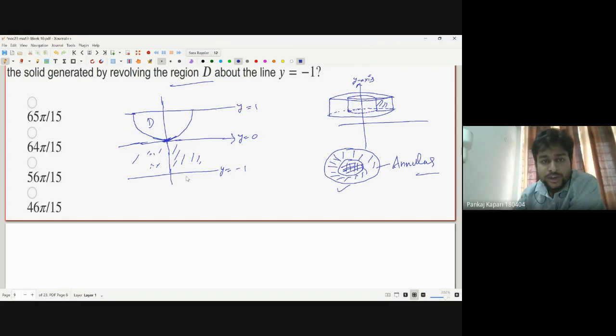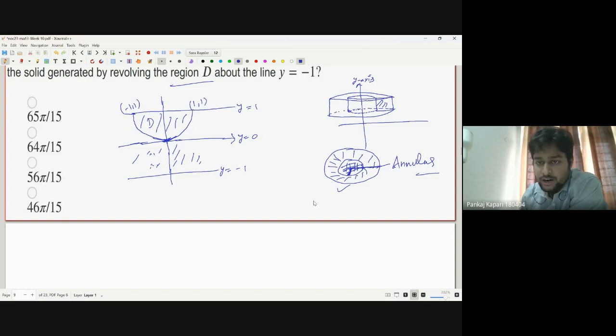So we are rotating this. These are the points 1 comma 1 and minus 1 comma 1, and we are rotating this region about the line y equal to minus 1, so that if you take the slices you will get these kind of annulus discs. To find the area of this annulus, you can find the area of the whole disc and then subtract the area of the inner disc, right? So there will be two radii. One we call the outer radius, and then there is an inner radius.